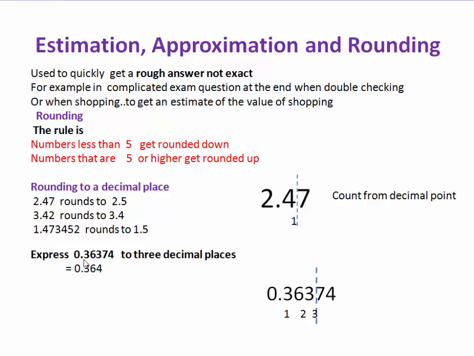We want to express 0.36374 to 3 decimal places, so like here we did to 1 decimal place. We count after the decimal point 3 places, 1, 2, 3. So the number we want is going to be 3 decimal places after the decimal point. Look at the next number. So is this 5 or higher? Yes it is. So this 3 then changes to a 4 and our answer is 0.364.